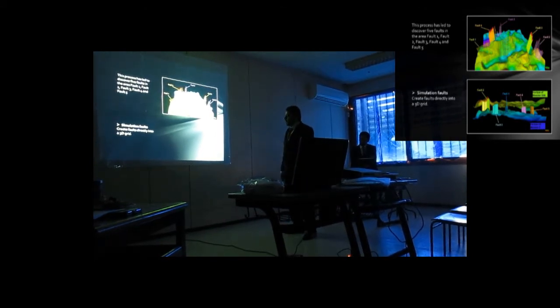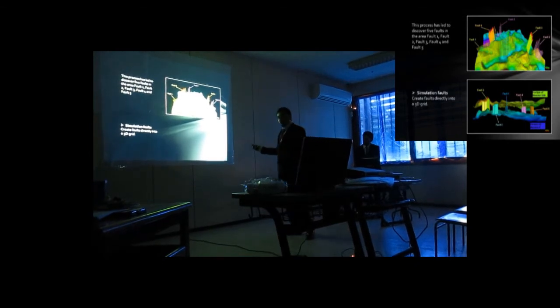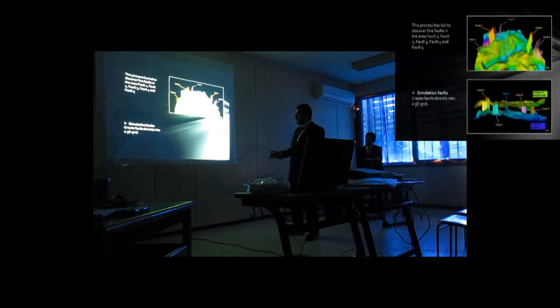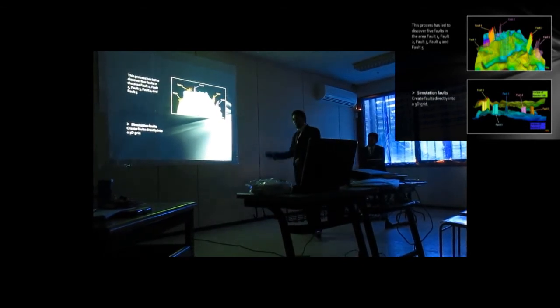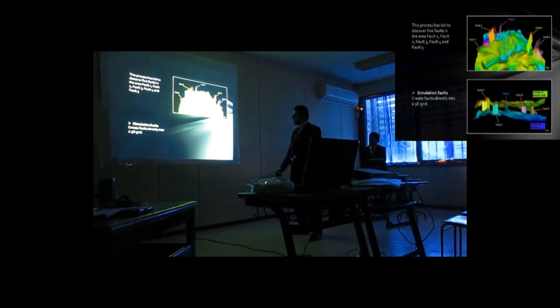The simulation fault creates faults directly into a 3D grid. Instead of using 3D model faults, we used simulation faults because the modeled fault is only used in pillar gridding. But this step won't be needed in simple gridding. We use simple gridding, so we had to create simulation faults.